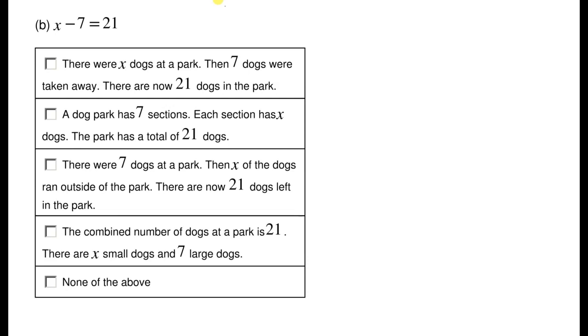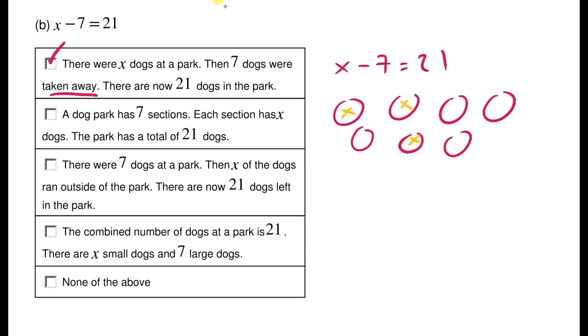Alright, scenario 2. A dog park has 7 sections. Each section has X dogs, so the park has a total of 21. So now a dog park has 7 sections, so we think about 1, 2, 3, 4, 5, 6, 7, and each section has X amount of dogs. So they have the same amount in 7 sections. So this will make you think about 7 times X, not X take away 7. Alright, so this scenario doesn't work.